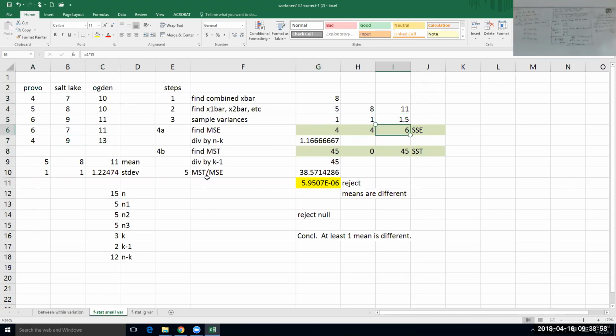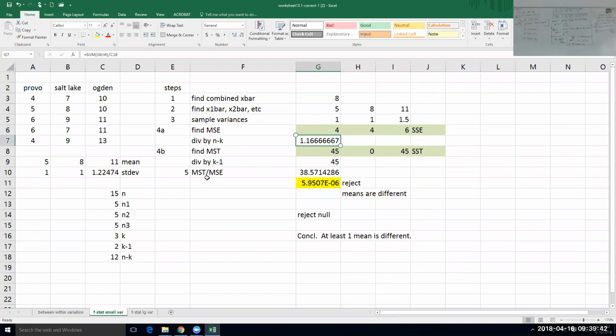Okay? Now, in order to find the MSE, I'm going to add those 3 up. 4 and 4 is 8, and 6 is 14. According to the MSE, I'm dividing that by n minus k. So my n in this case, I have 15 data points, right? So my n is 15. k represents my number of samples. How many samples do I have? 3. 15 minus 3 is 12. So I'm going to take this sum here, 14 divided by 12, 1.16666. Okay? So I've just found my MSE.